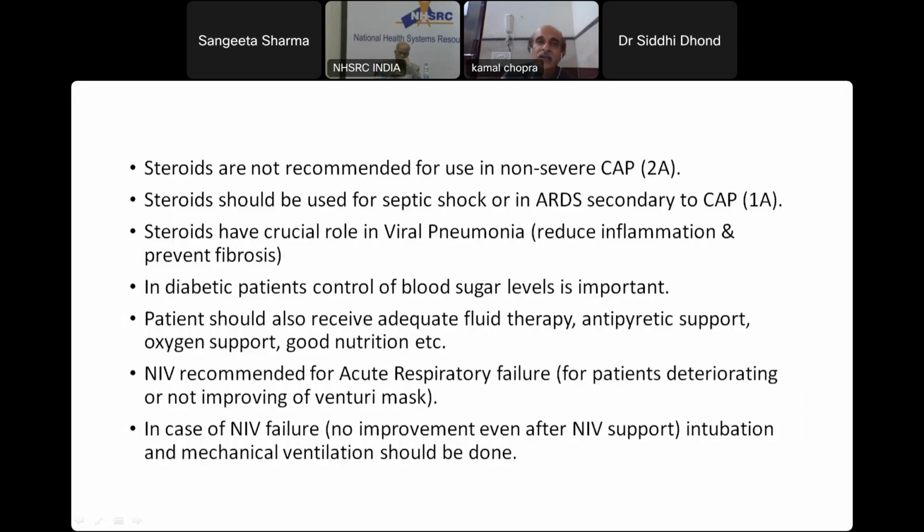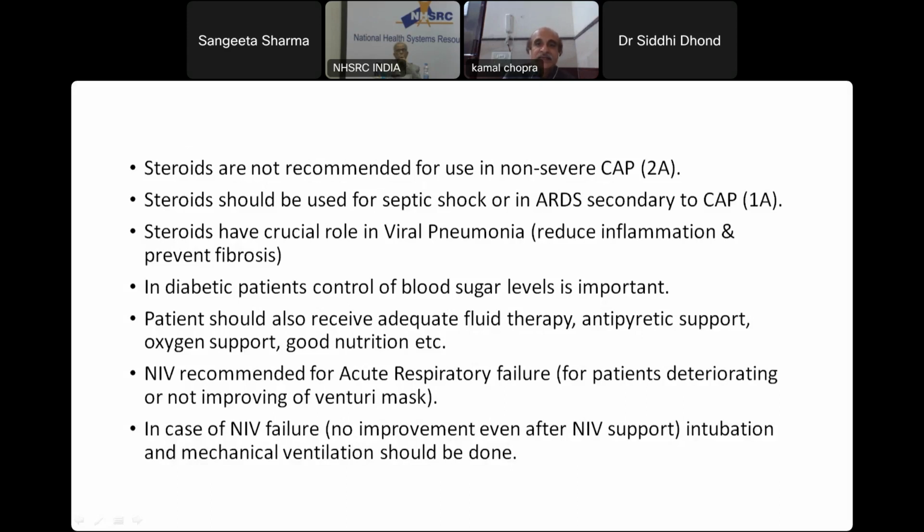Steroids are not required for non-severe conditions. Only in severe conditions, when the patient is in ICU, not responding, and blood investigations show an unfavorable response, only then steroids are to be given. Only in septic shock or if the patient has ARDS. Steroids have a crucial role in viral pneumonia because they reduce inflammation and prevent fibrosis also.